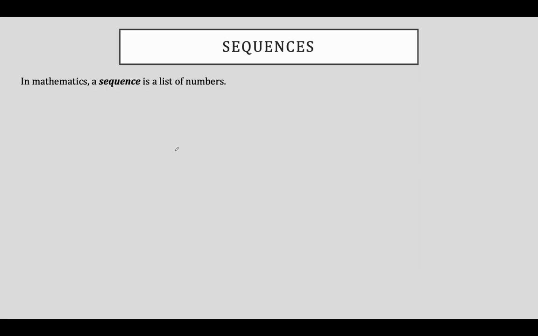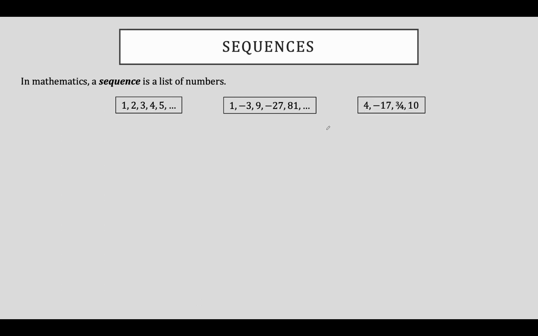Sequences. In mathematics, a sequence is a list of numbers. For example, 1, 2, 3, 4, 5, dot, dot, dot. That is a sequence. 1, -3, 9, -27, 81, dot, dot, dot. That is also a sequence. 4, comma, -17, comma, 3/4, comma, 10. This is also a sequence. Any list of numbers is a sequence in mathematics.